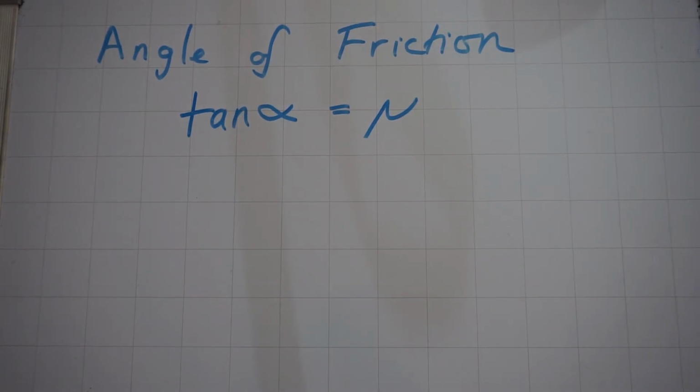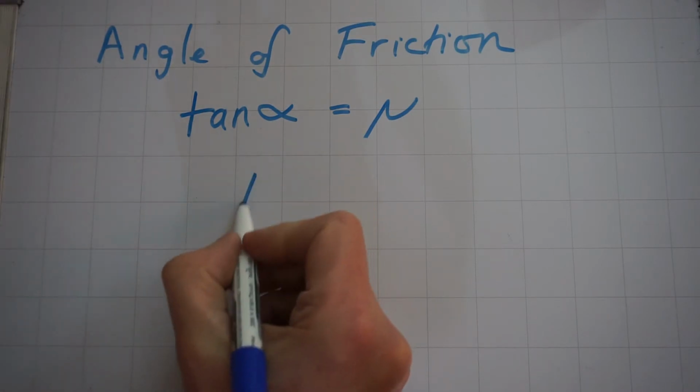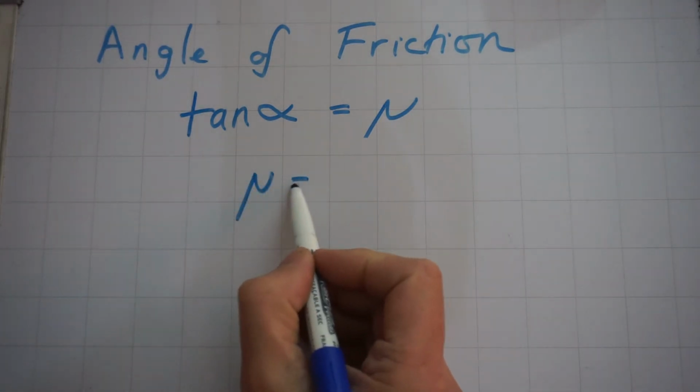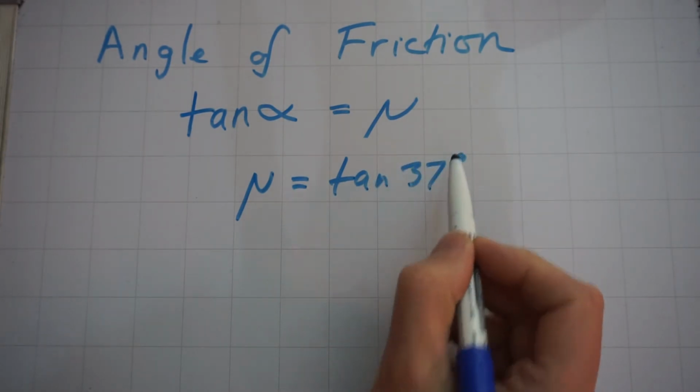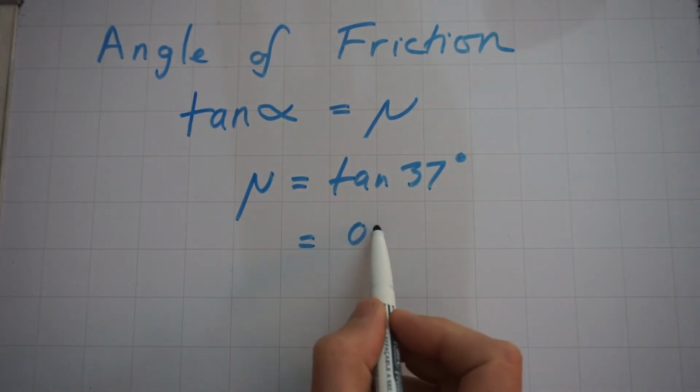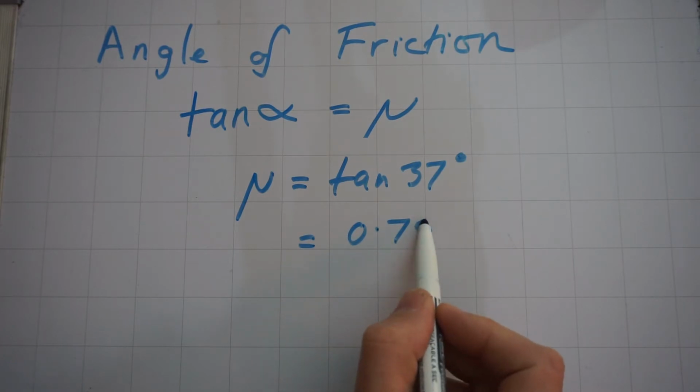To calculate the coefficient of friction, I'm going to use an idea called the angle of friction, which says that tan alpha is equal to mu. Alpha is the angle at which the particle or object starts to slide. So in this case, mu will be equal to tan of 37 degrees, which is 0.75.